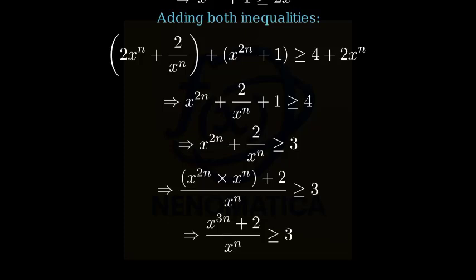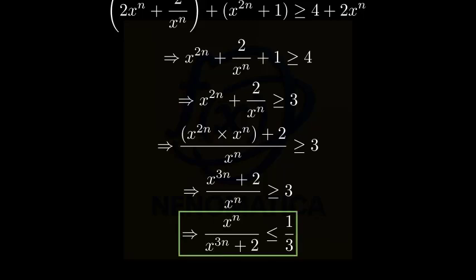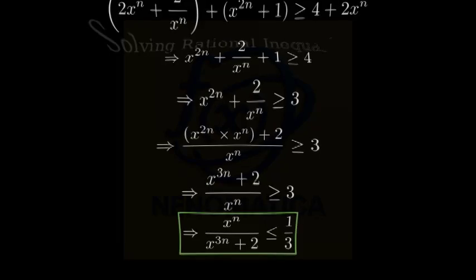For our final step, let's take the reciprocal of both sides of the inequality. Since we're flipping the inequality, the direction of the inequality sign changes. Therefore, we get x to the power of n over x cubed n plus 2 is less than or equal to 1 over 3. This is exactly what we needed to prove.